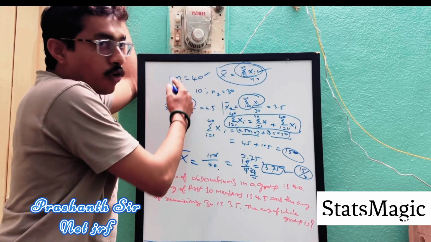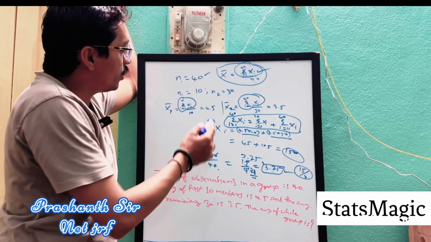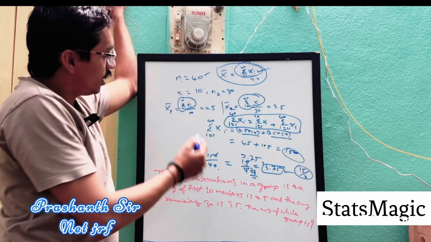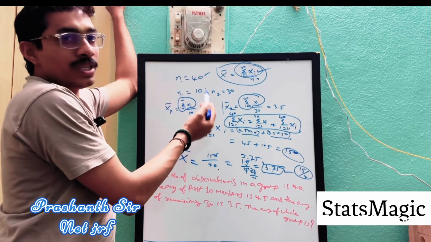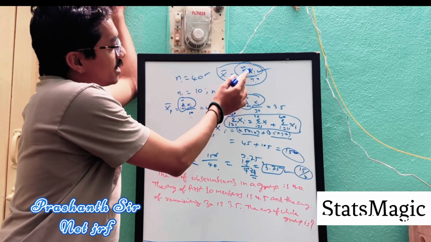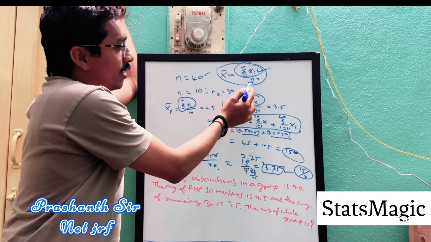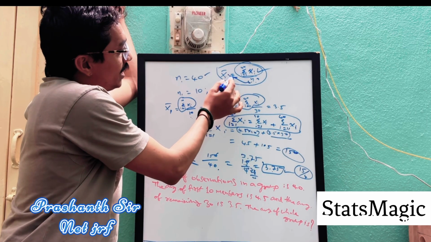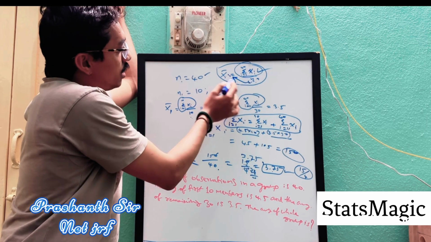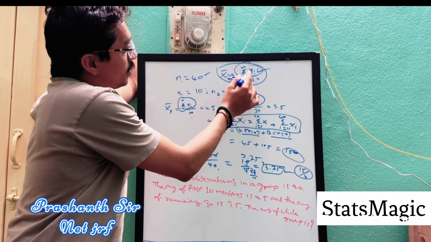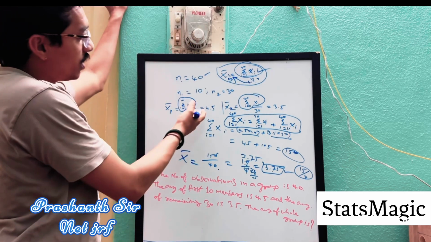For the summation of 40 observations, we need to add both. How to add both? It is n into the average. Average is equal to sum by n. If you take n to this side, it is in division, so it becomes x bar into n. That means summation xi is equal to x bar into n. So that's what we did here.